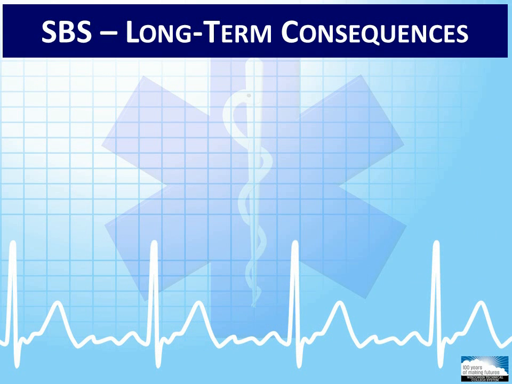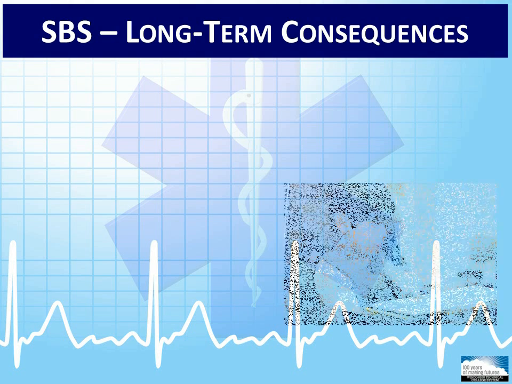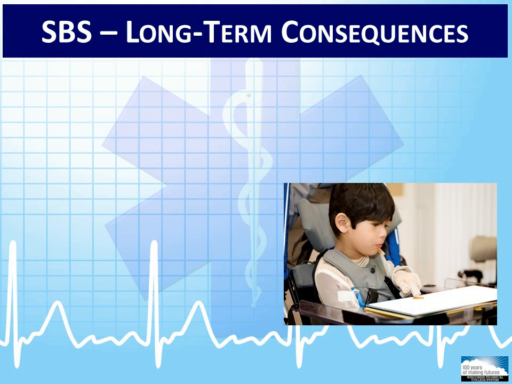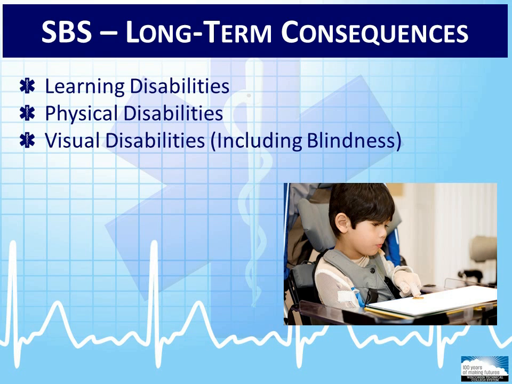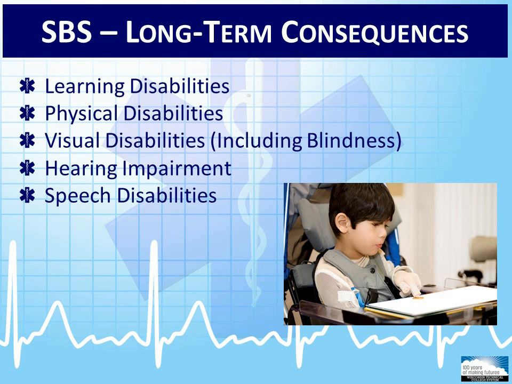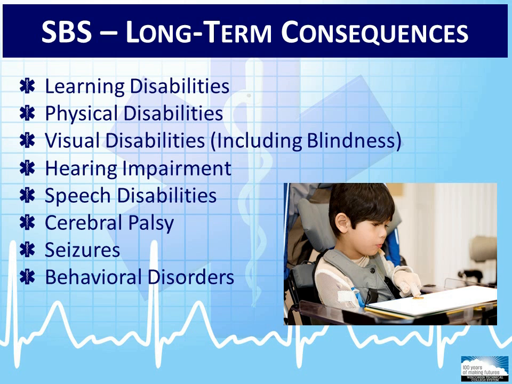Shaken baby syndrome is important to diagnose because of the long-term consequences associated with that type of abuse. Child victims of inflicted traumatic brain injury can ultimately suffer from learning disabilities, physical disabilities, visual disabilities including blindness, hearing impairment, speech disabilities, cerebral palsy, seizures, behavioral disorders, cognitive impairment, or even death.